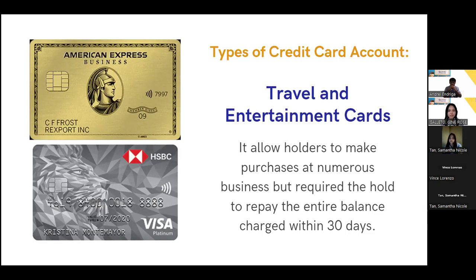So, one example is American Express. This credit card is for personal and business use and with benefits such as travel rewards, cashbacks, insurance, and more. And then the other one is the HSBC Platinum Visa Rebate Credit Card. So if meron ka nito, you will earn 5% rebate on online shopping and travel transactions, 1% on insurance, and 0.5% on all other spend.